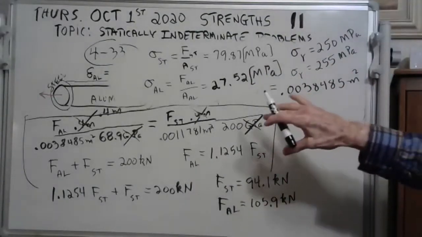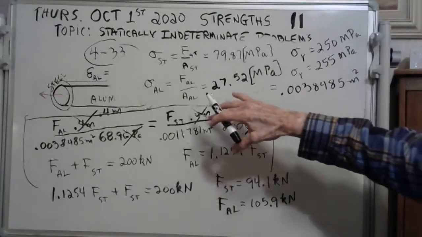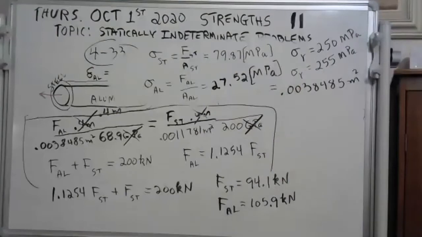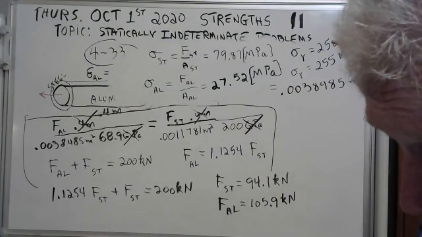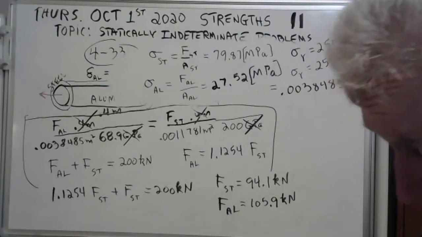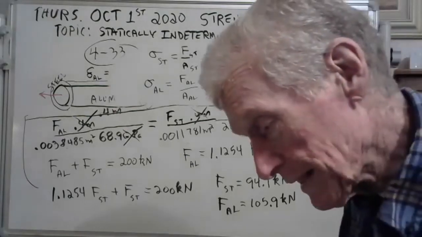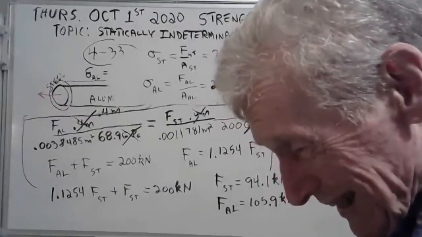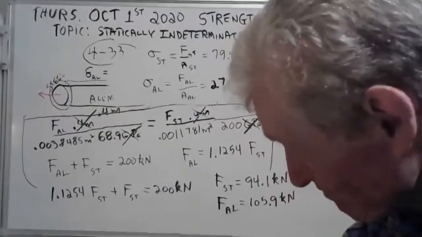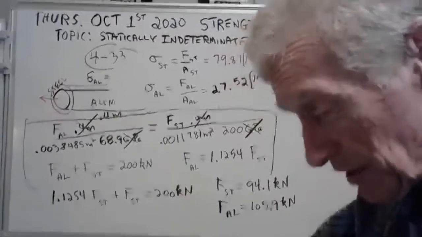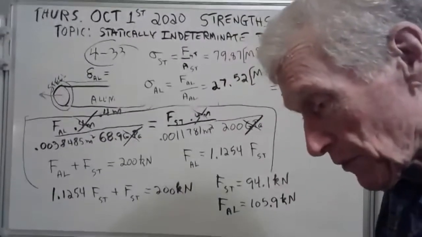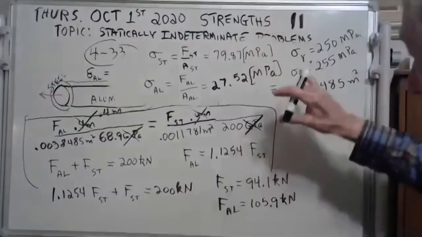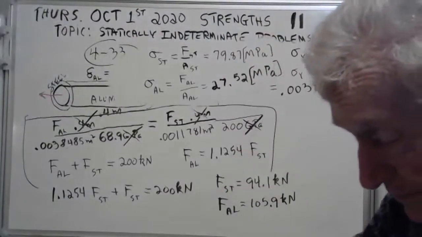Now the question is, did the aluminum yield? Well, no. 27 is nowhere near 255. So they did not yield. See when they yield, it kind of goes like butter. Take a stick of butter and yank on it, and it will yield real easy. And that's what steel will do if you have stress bigger than the yield.